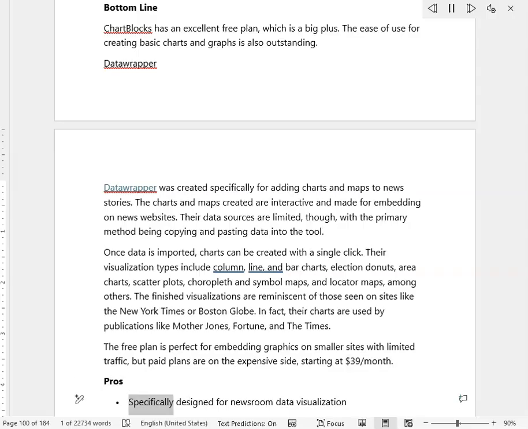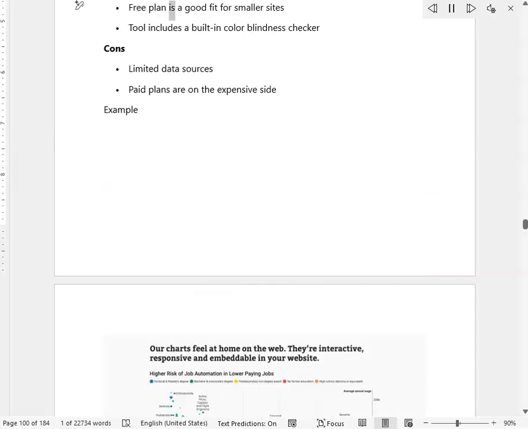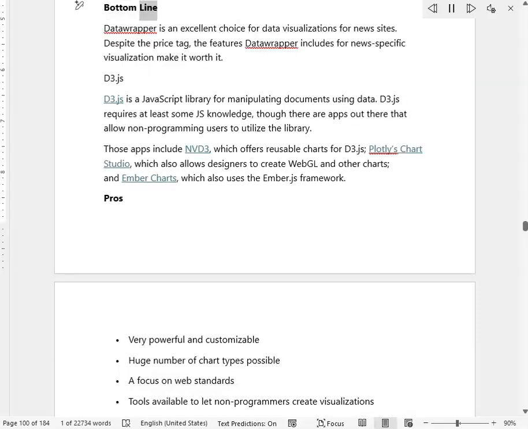Pros. Specifically designed for newsroom data visualization. Free plan is a good fit for smaller sites. Tool includes a built-in color blindness checker. Cons. Limited data sources. Paid plans are on the expensive side. Example. Bottom line. DataWrapper is an excellent choice for data visualizations for news sites. Despite the price tag, the features DataWrapper includes for news-specific visualization make it worth it.